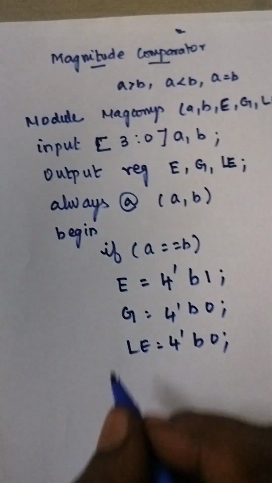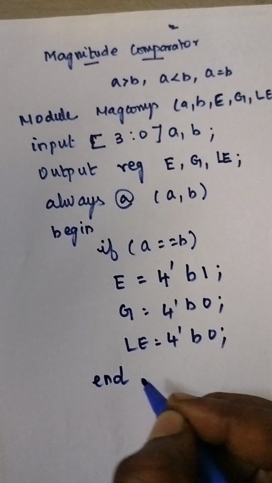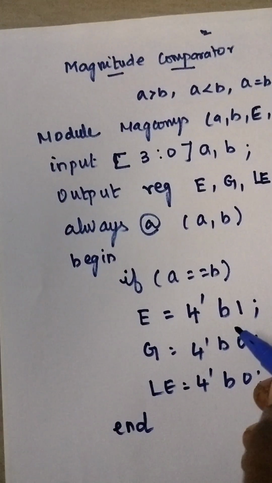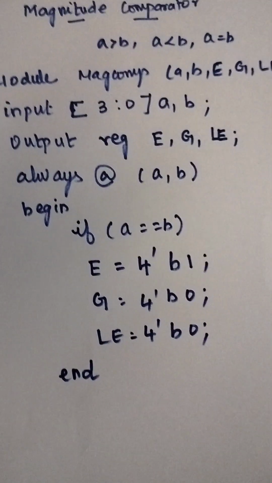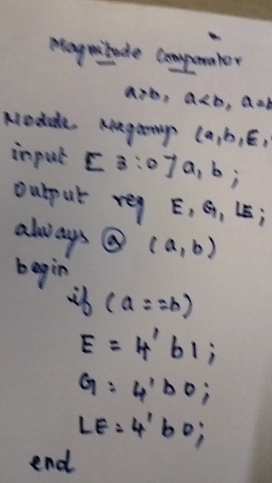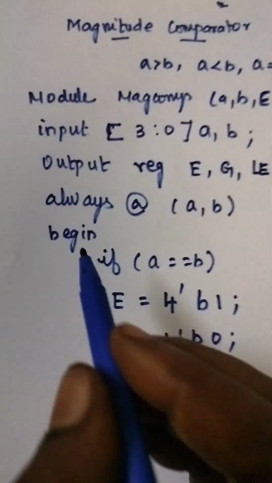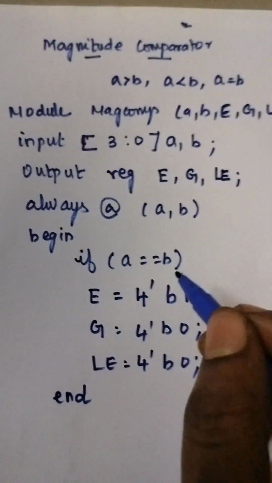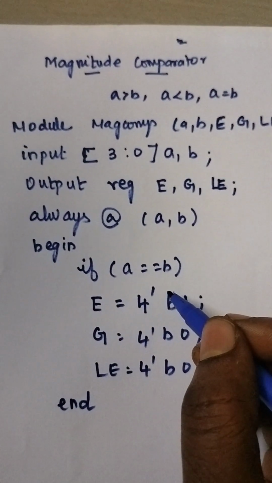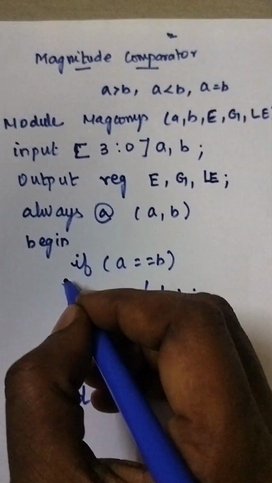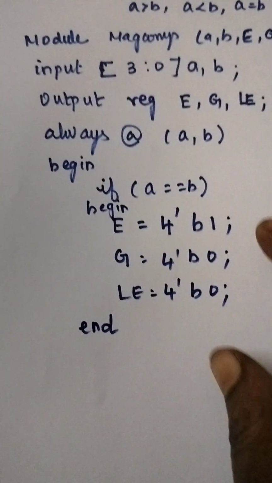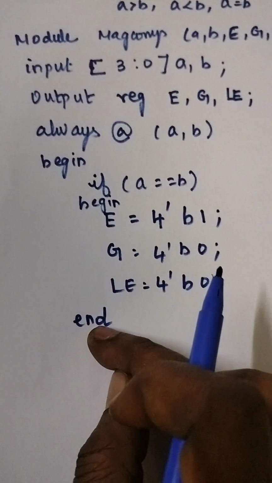Right? Again, end. So whenever you are using an if statement, you should use your begin and end for each statement. Right? So we have started always at a comma b begin, and again after your if statement you should have your begin, then write the statement. I have completed the statement, so I have ended.